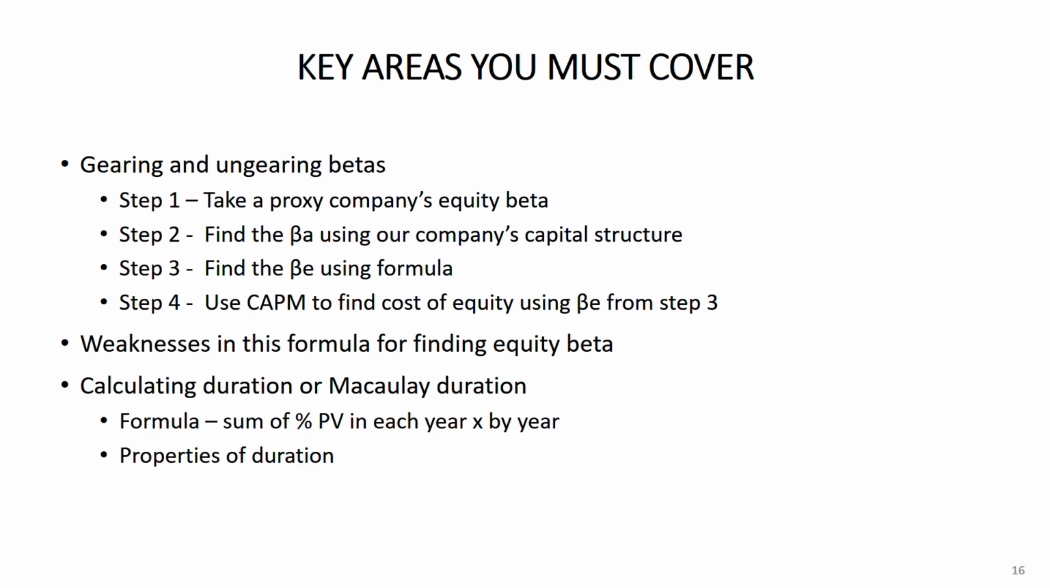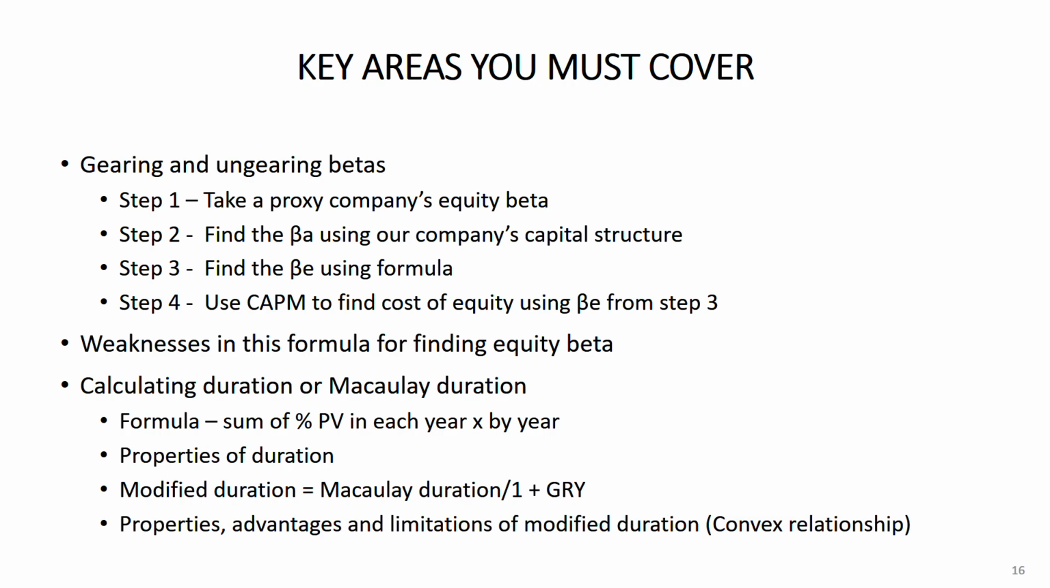You need to know the properties of duration. Modified duration: what is modified duration? It is Macaulay duration divided by 1 plus GRY. What is GRY? Gross redemption yield. And you need to know the properties, advantages and limitations of modified duration, and also the convex relationship. There was a diagram also, right?